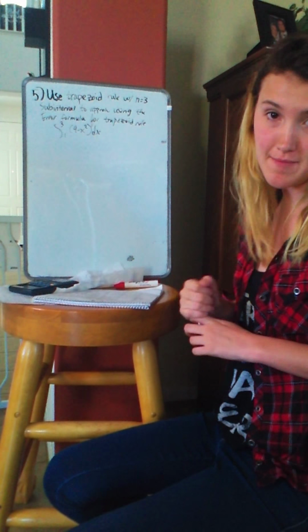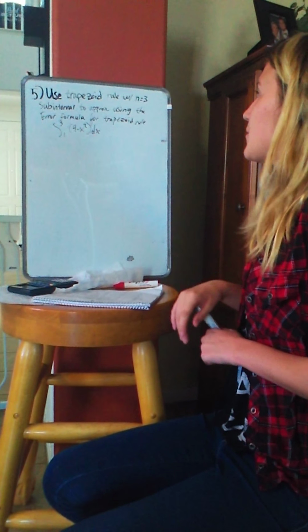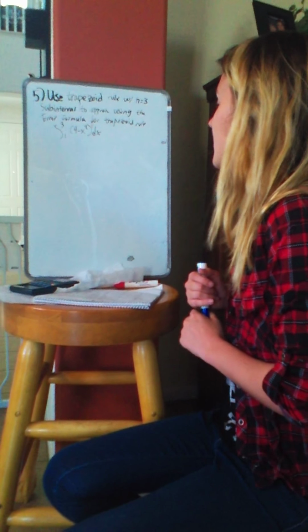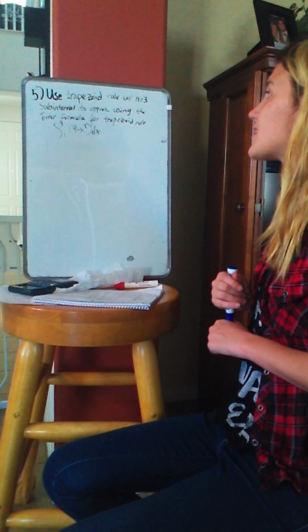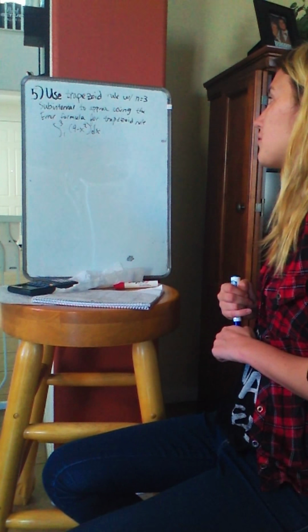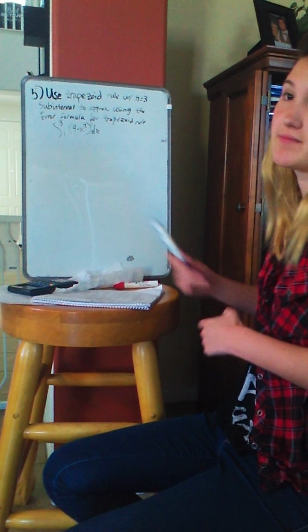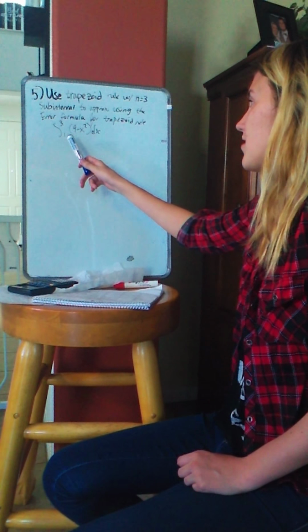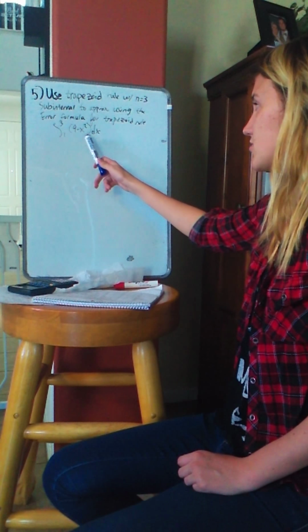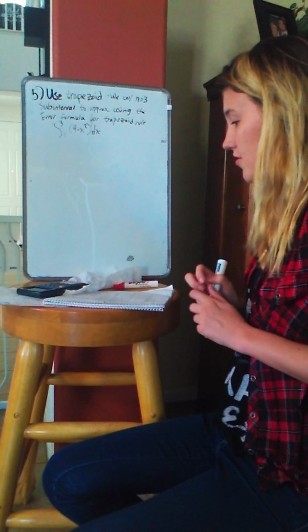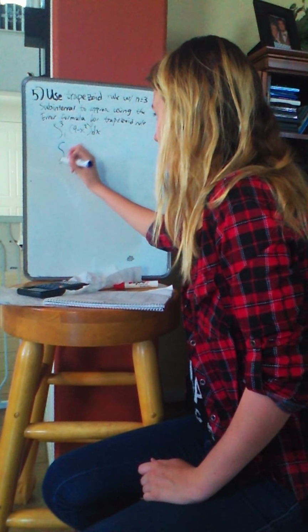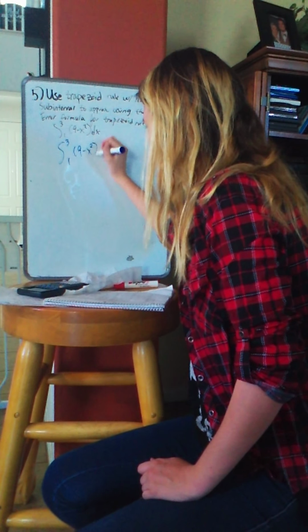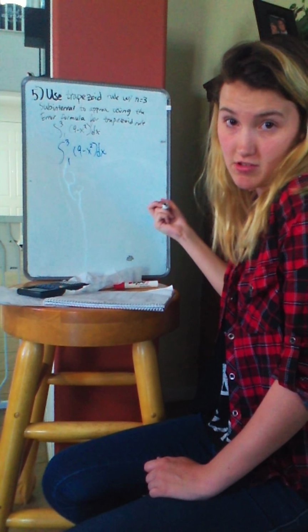Hi, and now we're going on to number 5. Use the trapezoid rule with n equals 3 subintervals to approximate, using the error formula for the trapezoid rule, the integral from 1 to 3 of 9 minus x squared dx. First thing we're going to do, we're going to have the integral from 1 to 3 of 9 minus x squared dx, and we're going to use integration.